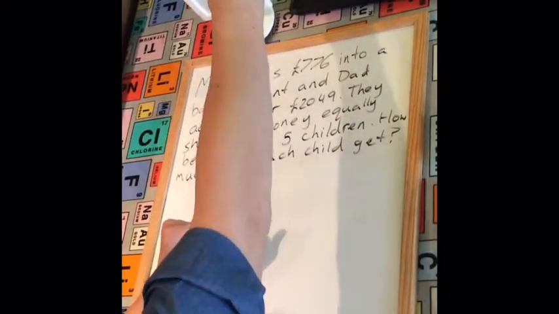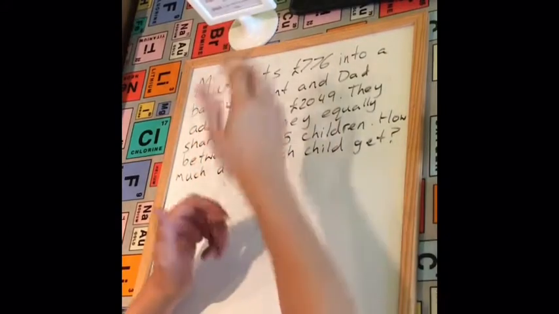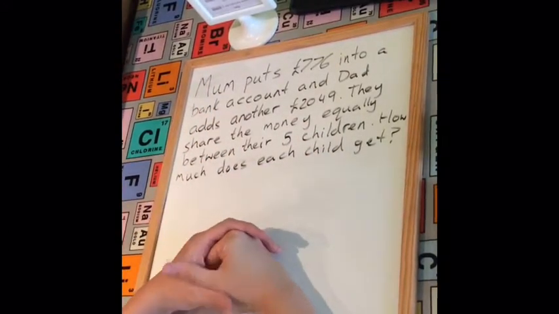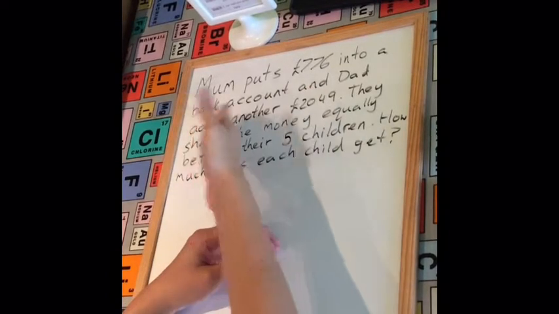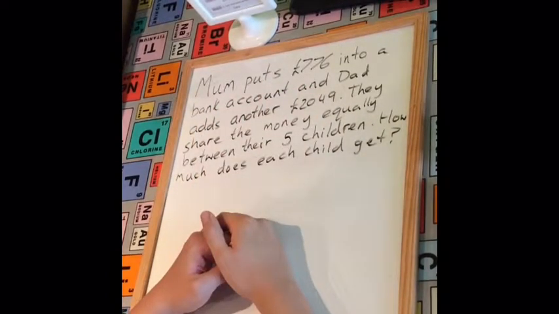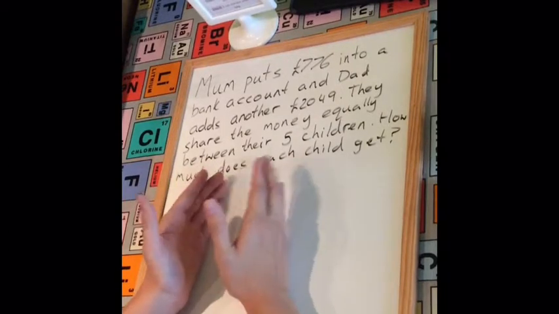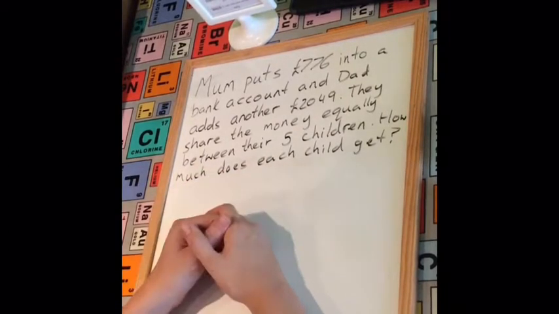So to give you an example of how to solve a problem, here's a typical word problem. It says, Mum puts £776 into a bank account and Dad adds another £2,049. They share the money equally between their 5 children. How much does each child get? So, in order to solve a problem like this, we'll follow our steps to success.